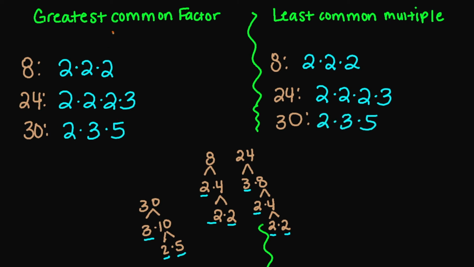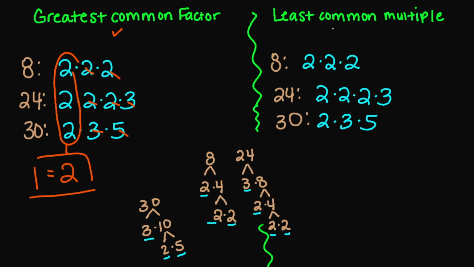So let's look at our GCF. We need to find the common factor that all three numbers share. And we have a match right here, and that's going to be the number 2. I'm going to write this 2 one time. And we do not have any other matches, so all the other numbers are out. So your GCF in this example is 2.